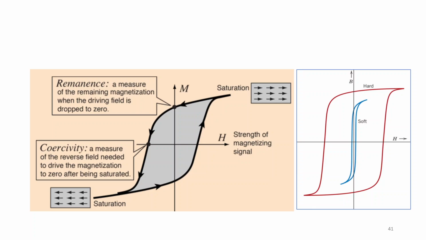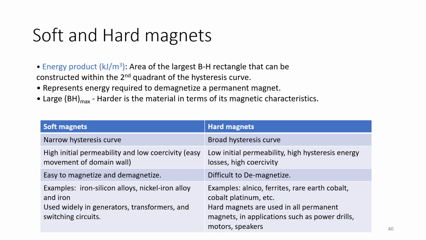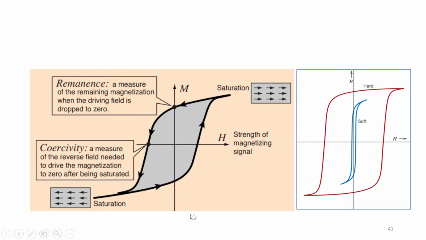Now this is the hysteresis loop. So here you keep on changing the applied magnetic field and measure what is the magnetization inside the material. So your magnetization is on the y-axis. As you keep on changing the applied field, you will see a change in magnetization.